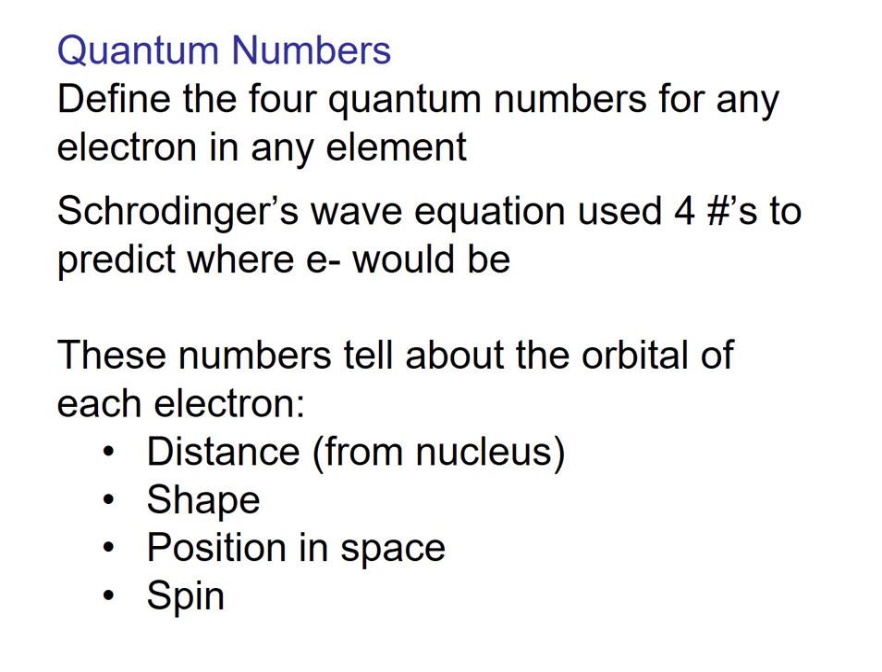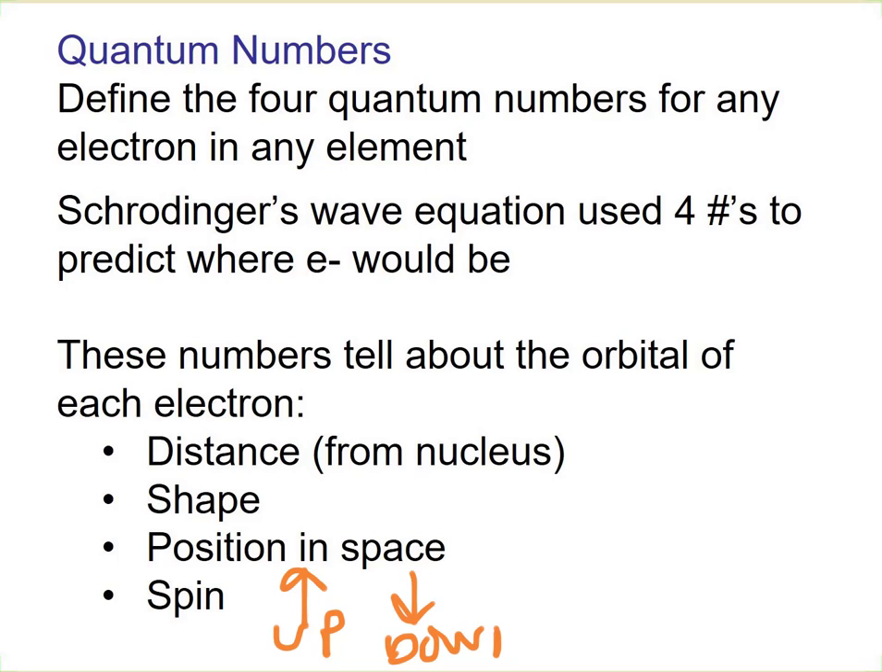So Schrodinger's wave equation used four numbers to predict where those electrons would be. And these numbers tell four things. They tell the distance from the nucleus, they tell the shape of the electron cloud, they tell the position in space, so along the X, Y, or Z axis, and they also tell the spin. And the spin for an electron could be up or it could be down. And we looked at drawing an electron as an arrow in orbital diagrams. And this just continues forward and just assigns a number code to that.